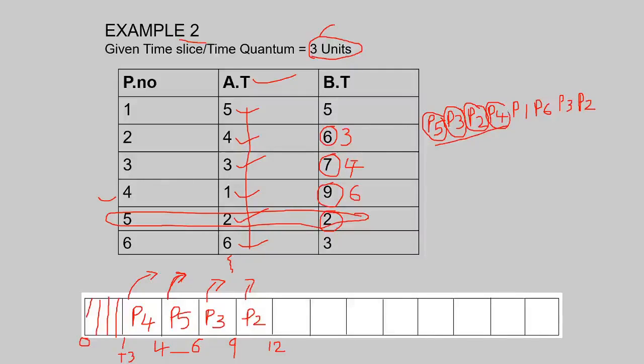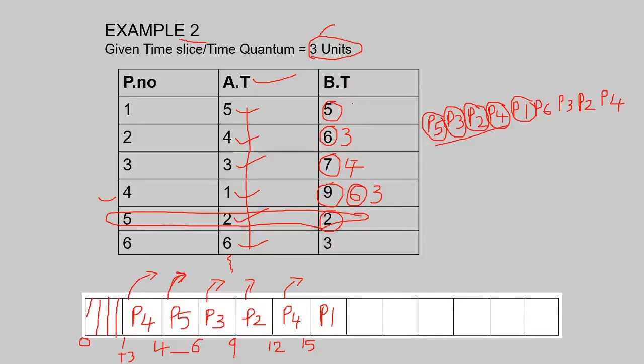Now allocate the next process, P4. P4 is going to execute for 3 units. P4's burst time is 6 units, so out of 6, it executes 3 units and still 3 units remain. So 12 plus 3 is 15. P4 has not completed its full execution, so put P4 into the queue now. Select the next process from the queue. It is P1, so allocate process P1. P1's burst time is 5 here.